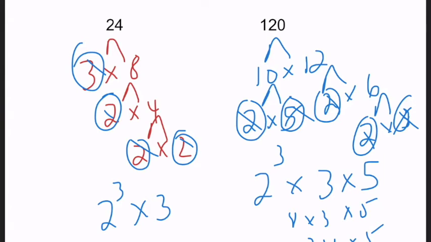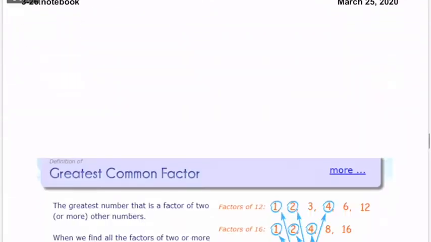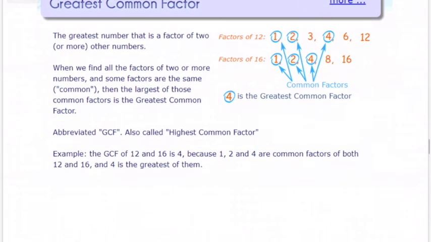5 times 5 times 20 is 100. 5 times 4 is 20. So that equals 120. Okay, so that's prime factorization. All right, so now we're going to talk about greatest common factor.